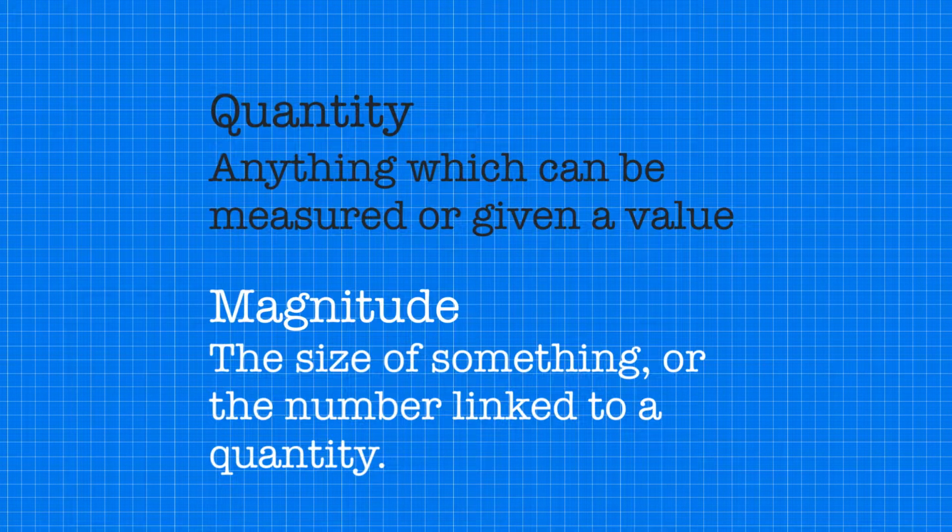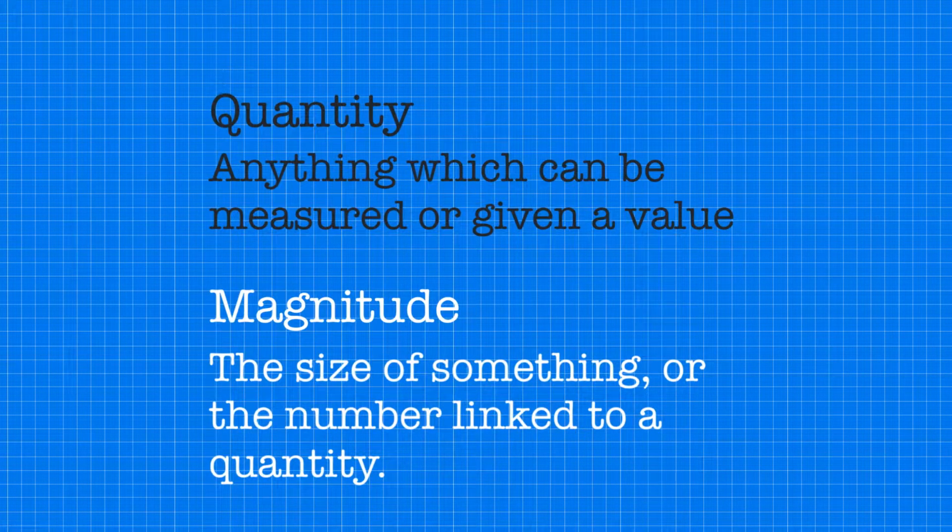In today's lesson we're going to look at two types of quantities, but first there's a couple of key words that we need to know and understand. So a quantity is anything which can either be measured or just given a value or assigned a number. You might also hear me use the term magnitude. Now magnitude is just another word for size, or it can be the number linked to a quantity. So if it was 100 degrees Celsius outside, the magnitude of that temperature would be 100.